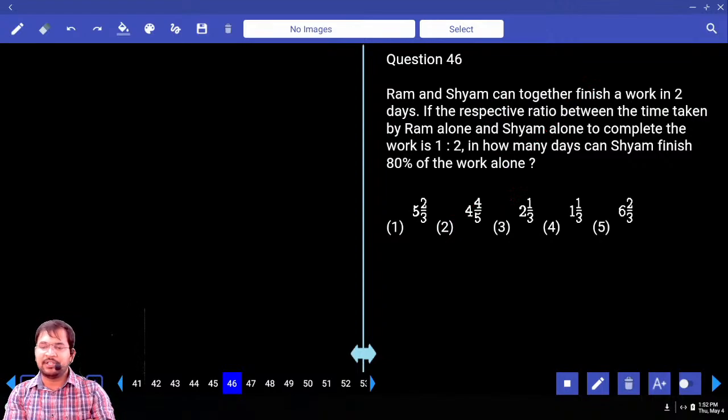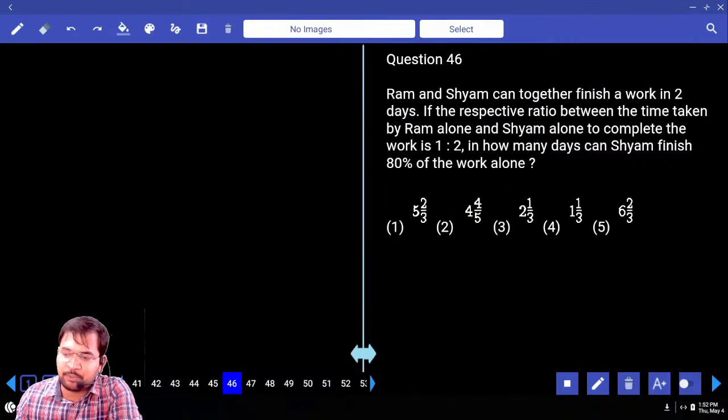Ram and Sham can together finish the work in 2 days. If the respective ratio between the time taken by Ram alone and Sham alone to complete the work is 1:2, in how many days can Sham finish 80% of the work?